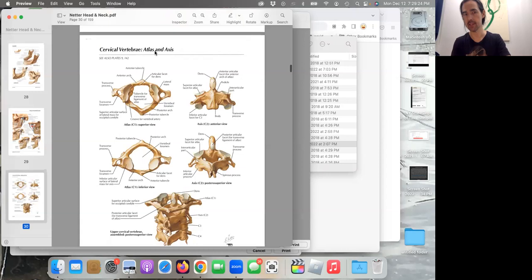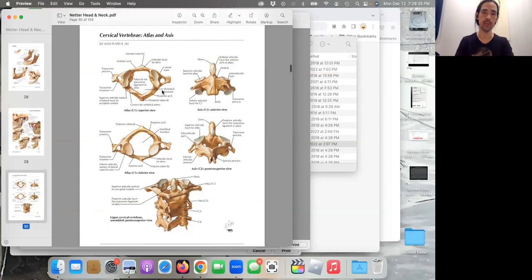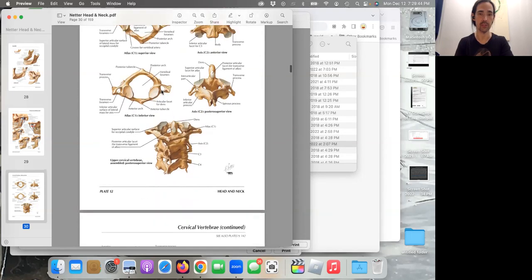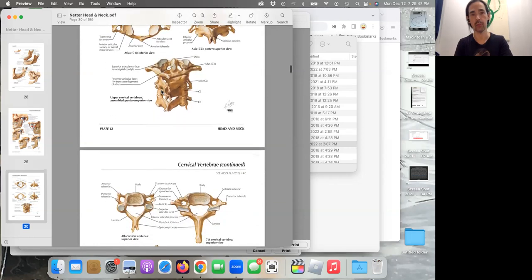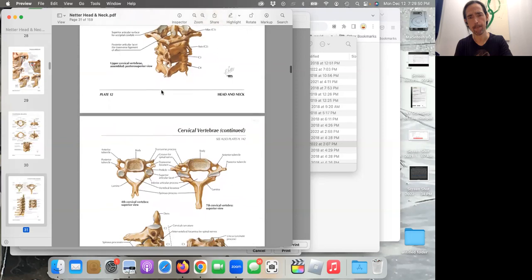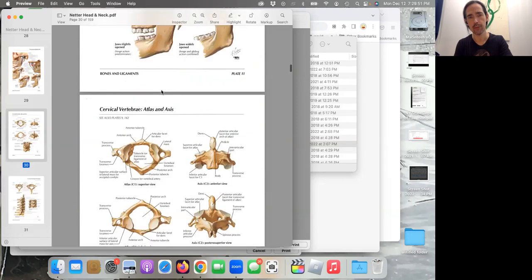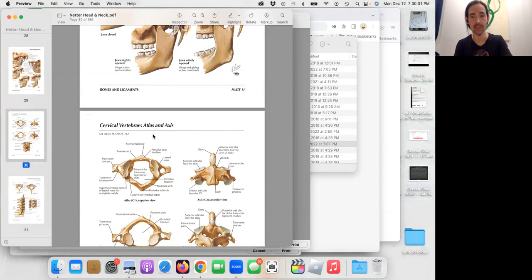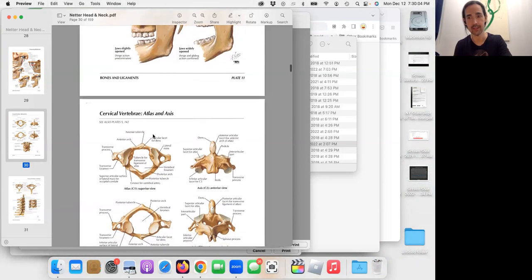Okay, the atlas and the axis. Somebody unmute yourself. Tell me, what do you think the joint between the axis and the atlas is going to be called? That's going to be called the atlantoaxial joint. And what about the joint between the atlas and the skull, or the atlas and the occiput? That would be the atlanto-occipital joint.